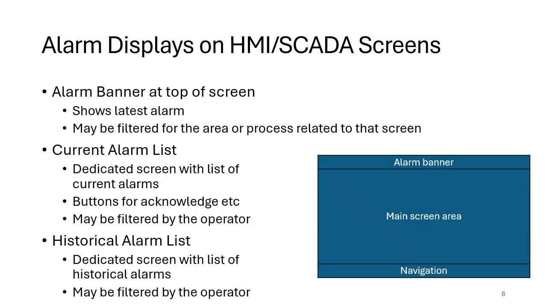To relay the alarm information to the operator, we have some form of alarm displays on the HMI SCADA screens. In many HMI SCADAs, there's an alarm banner at the top of the screen. This shows the latest alarm, so it's typically one line only. Maybe it will be filtered for the area or process related to that screen, but often it's just an immediate view to the operator of what is the latest alarm in the system. The alarm banner doesn't have to be at the top, it could be elsewhere, but in many systems I've seen, that's where the alarm banner would be located.